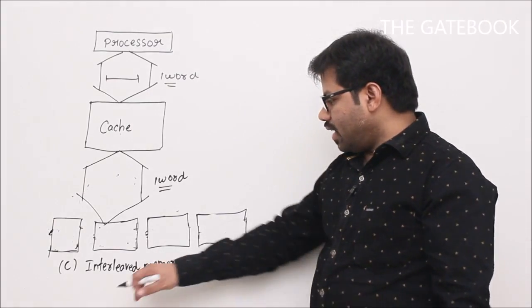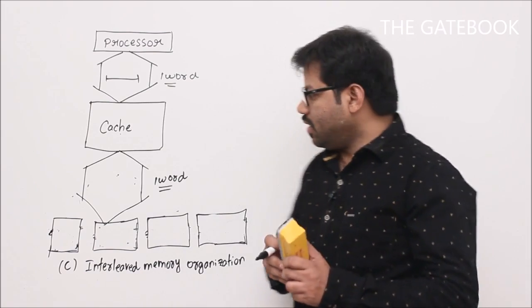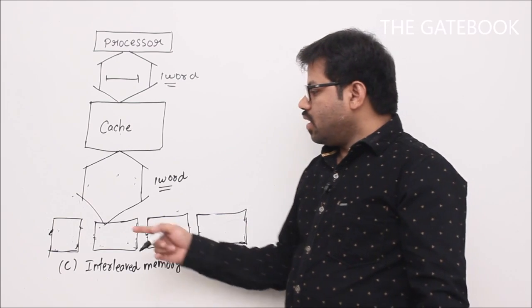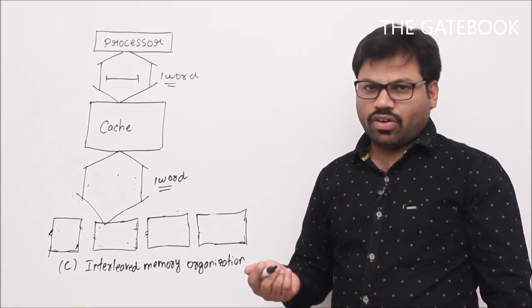Now we'll see another organization, the interleaved memory organization. In interleaved memory organization, this is the difference: we have multiple banks. That means we can use these banks in parallel. That is the only advantage we are going to get.